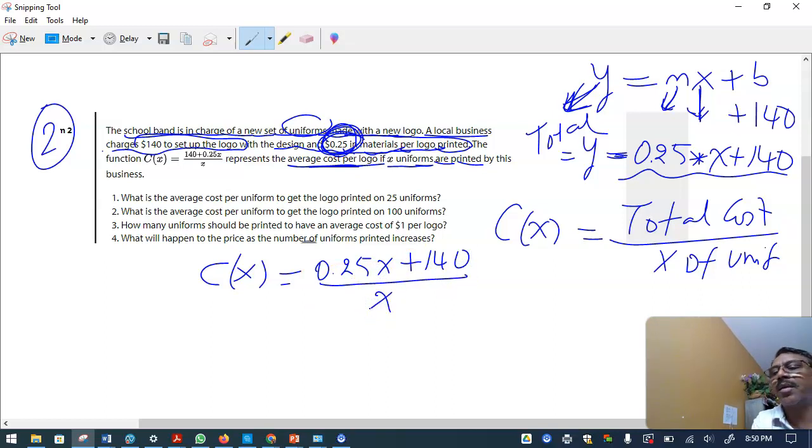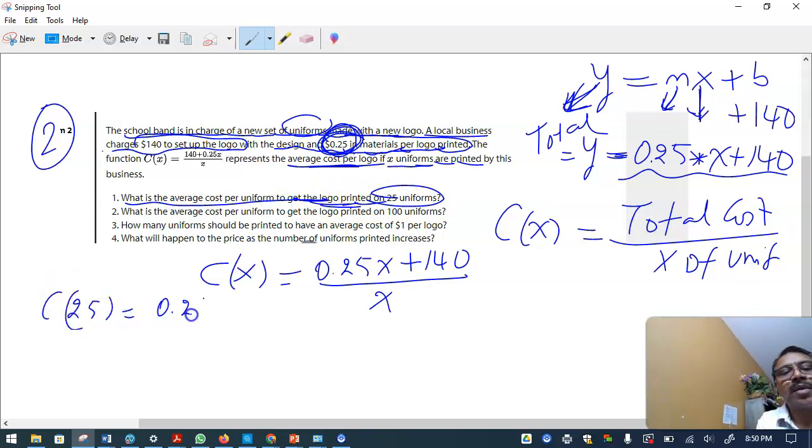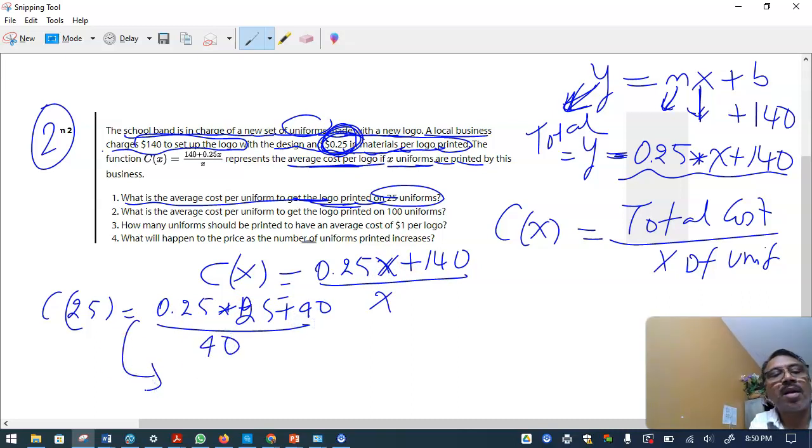And by just looking at it, like the previous one we did, what is the average cost per uniform to get a logo for 25 uniforms? All you do is put 25, and you have the calculators with you. I don't want to do this, I'm just setting it up. So multiply 0.25 by 25 because x is 25 now, add 140 and divide by 25, and you get the answer. I want you to figure it out yourself. So that's the first question.